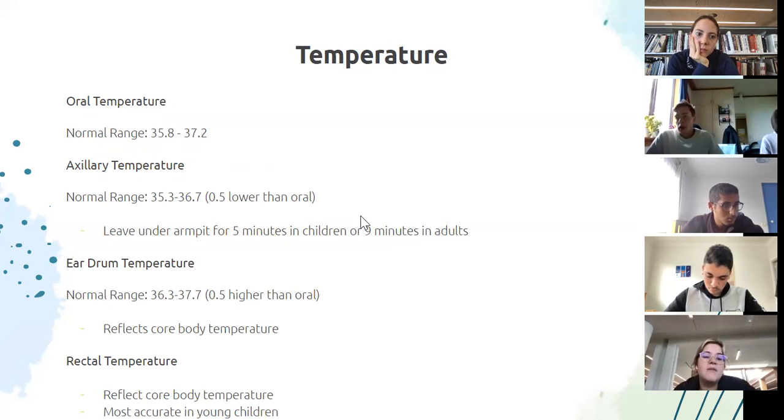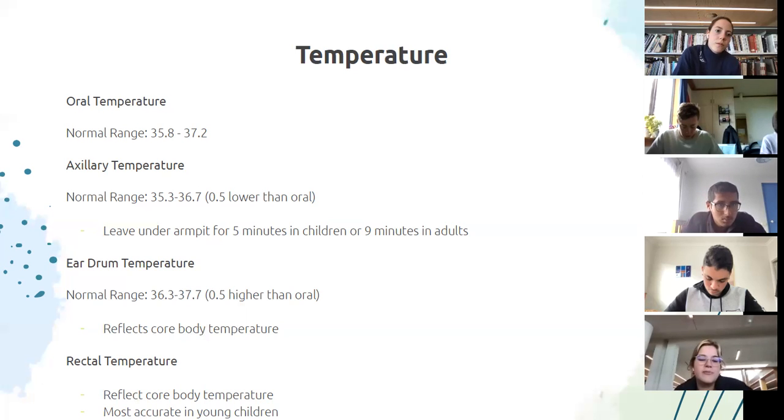Okay, if we look at temperature first, there are 4 main ways that we check temperature. With all the vital signs at the stage you're at now, the most important thing to know is what's considered normal, because you're not really going to be checking people's temperatures or blood pressures till you go into clinical years. For oral, we have this range here. To be honest, they have never asked us this range as of yet, but it might be important to know.